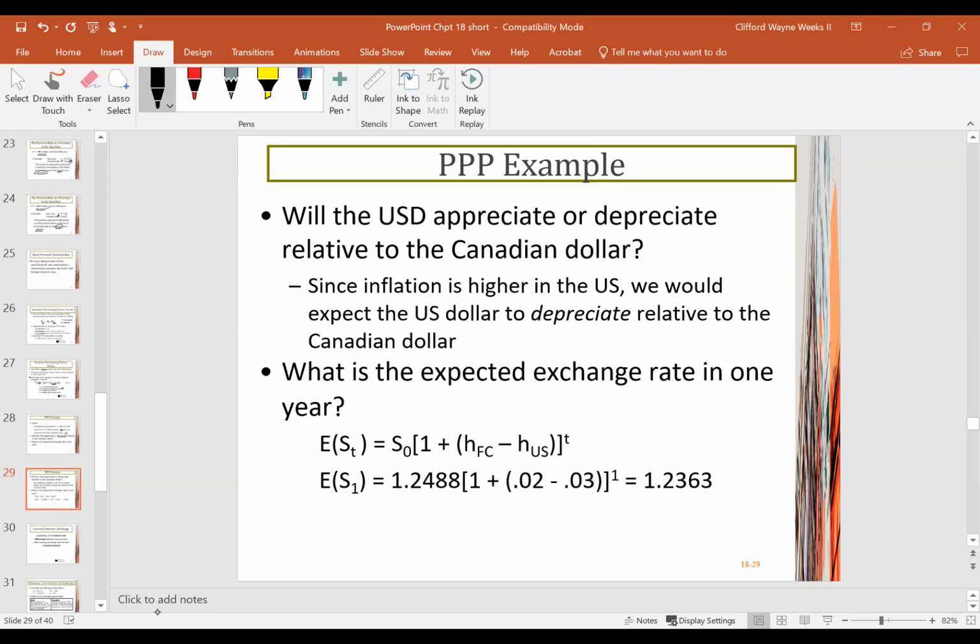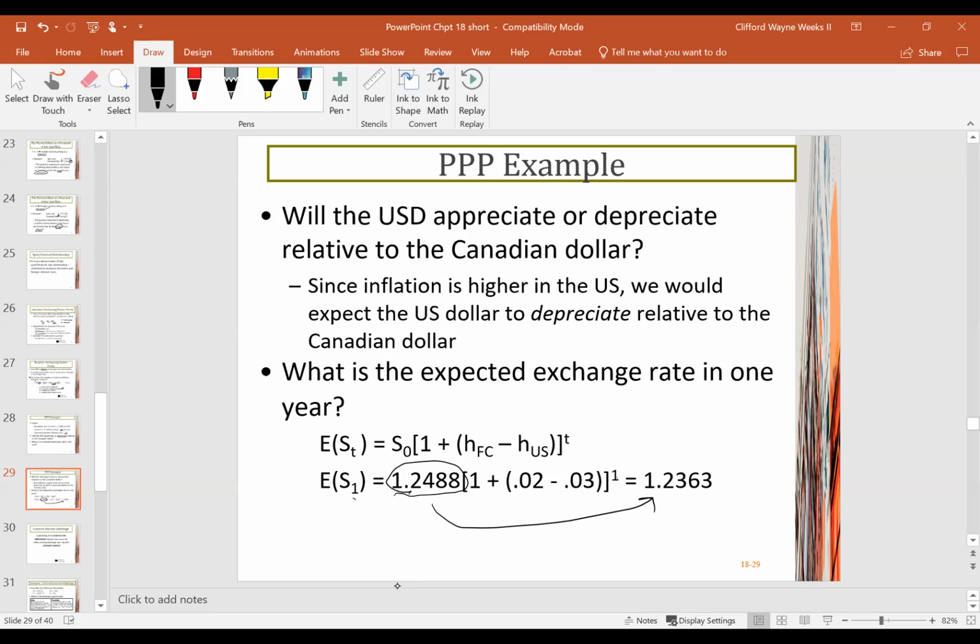And so, what is the expected exchange rate in 1 year? Again, it's just 1 year. We took the spot rate. It is currently this, but it's moving because of inflation. It's moving to $1.23. So a US dollar will buy fewer Canadian dollars a year from now. Why? Because of inflation.